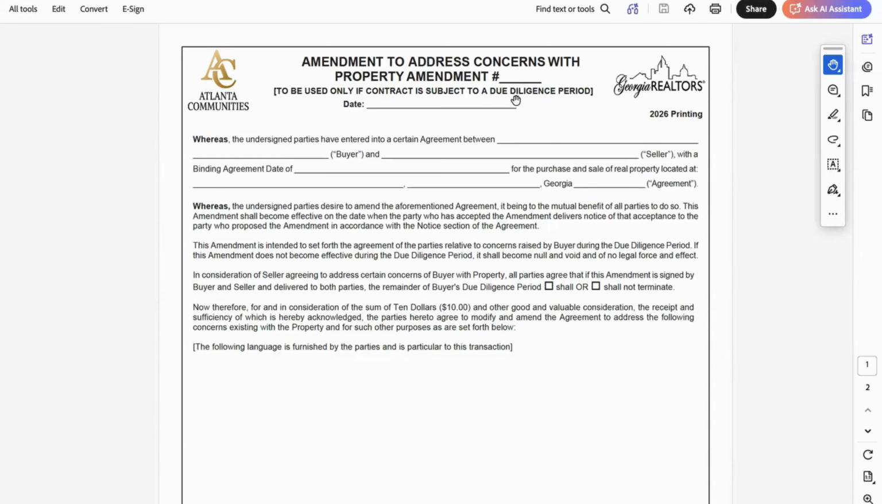Date. This is the date the amendment is written or proposed, not necessarily the date that it becomes binding. Whereas clause, identification of the original contract. This section identifies the original purchase agreement being amended. It states the buyer's name, the seller's name, the binding agreement date, and the property address. This section tells us exactly which purchase contract we are modifying.